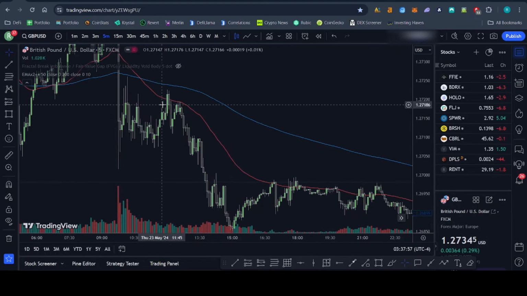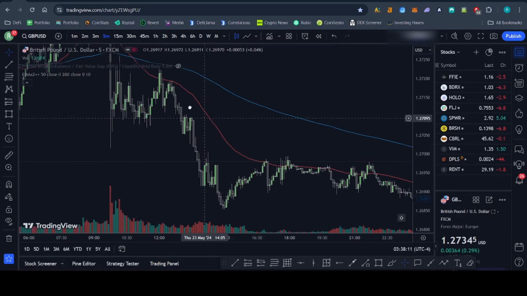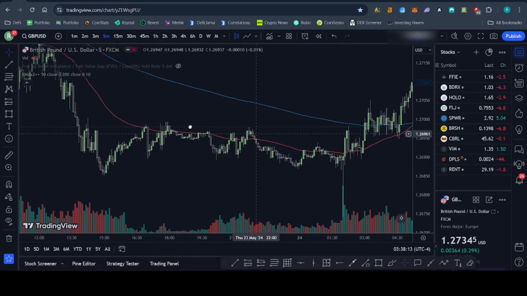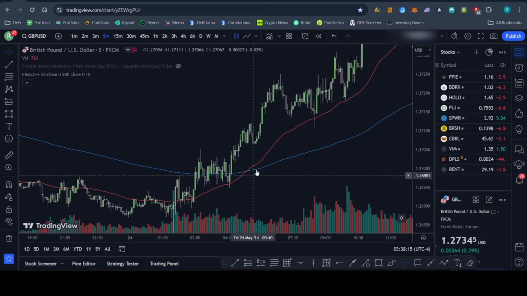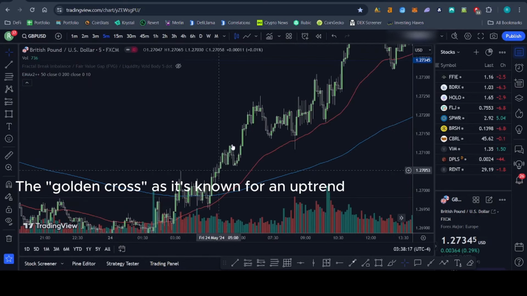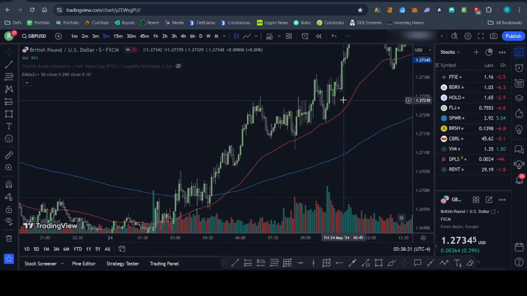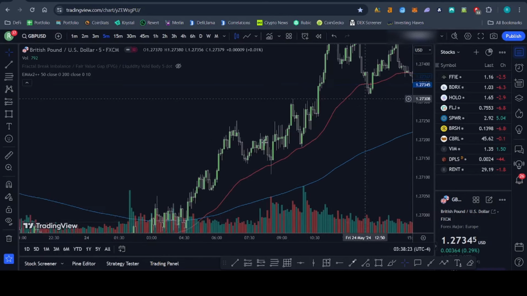So we can see that price action is below the 50 and below the 200, and the 50 EMA itself is below the 200 EMA, which would signify that the price is in a bear trend or moving downwards. And then we can see here the EMAs cross, and we can see price action above the 50, and the 50 is above the 200, which would signify an uptrend.